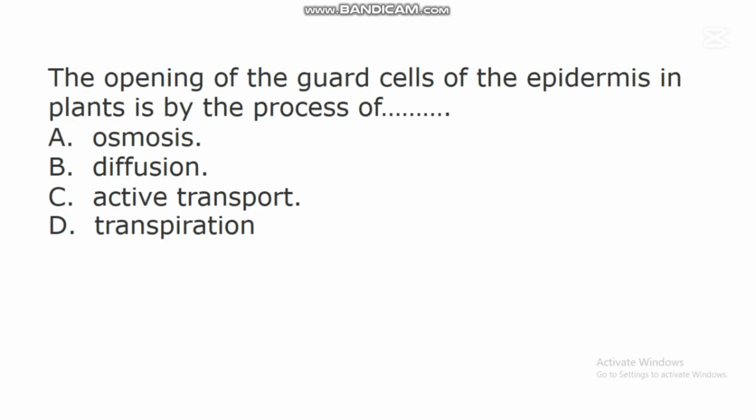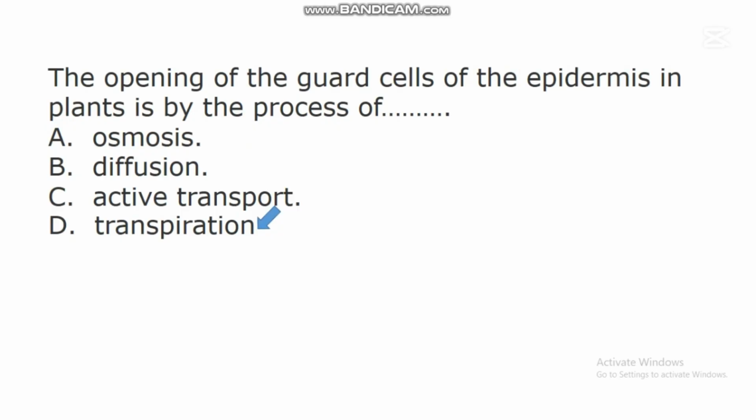The next question says, the opening of the guard cells of the epidermis in plants is by the process of dash. A. Osmosis, B. Diffusion, C. Active transport, D. Transpiration. In this question, the correct answer is D.